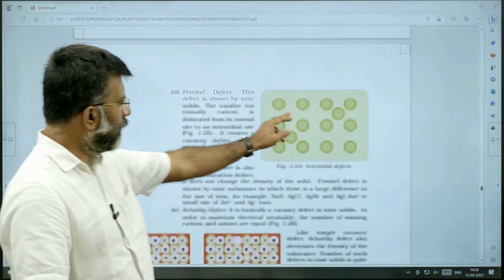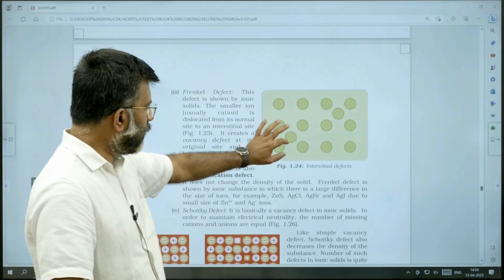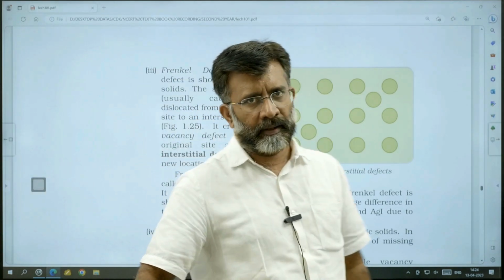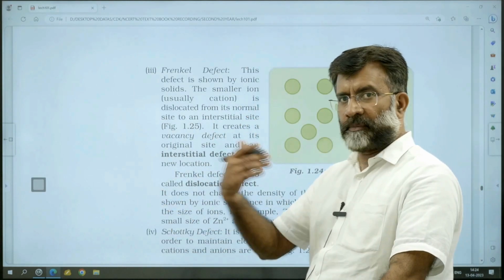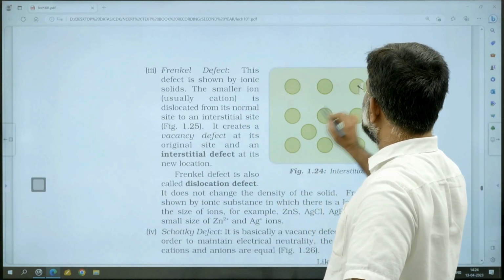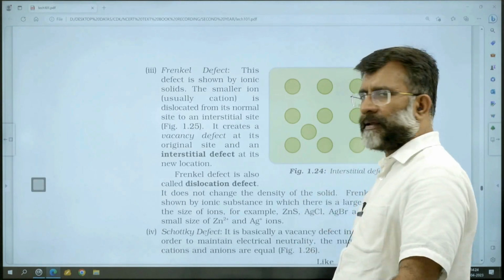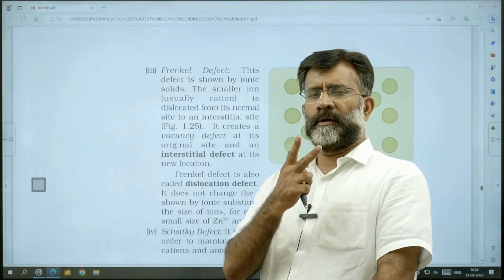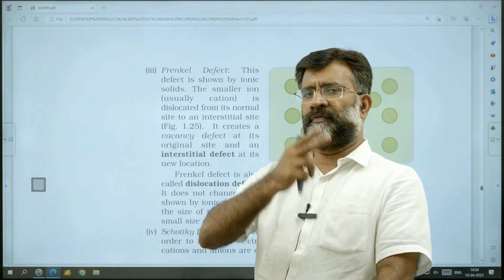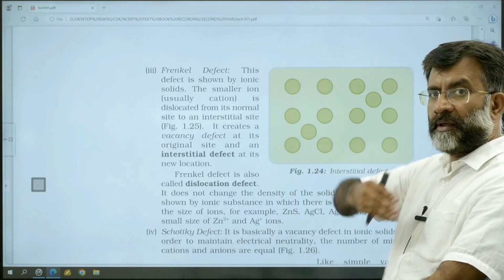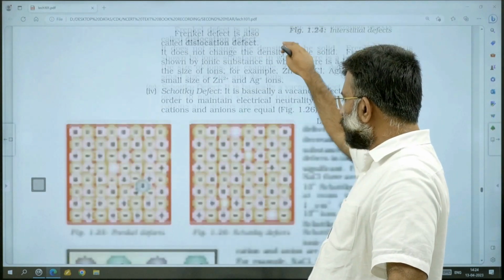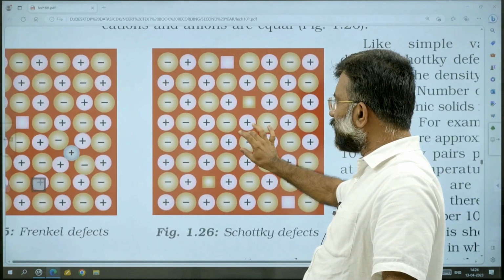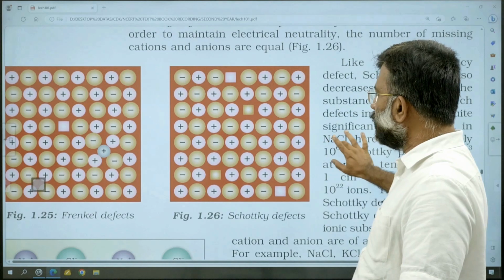And this is interstitial defect. Look at the defect. There are particles available in the vacant spaces. In the previous case, the particles were missing. Here, particles are available in the vacant spaces. That is called the interstitial defect. While two important defects are Schottky defect and Frenkel defect. Here, the density will increase. Okay. These are the two important defects all of you know. Schottky defect and Frenkel defect.